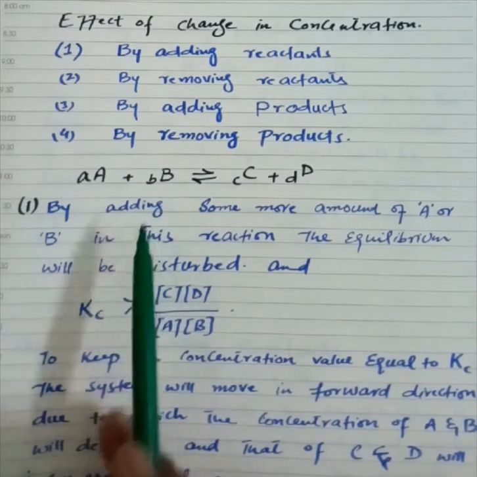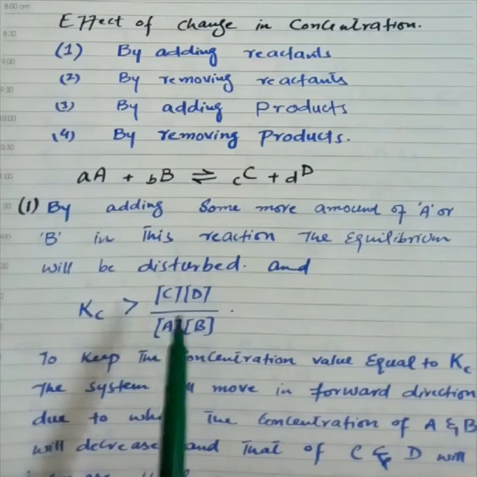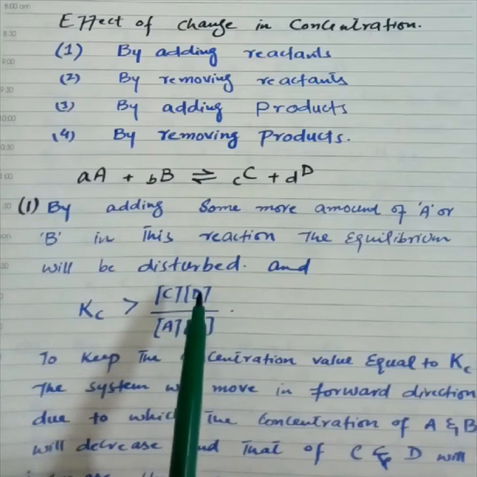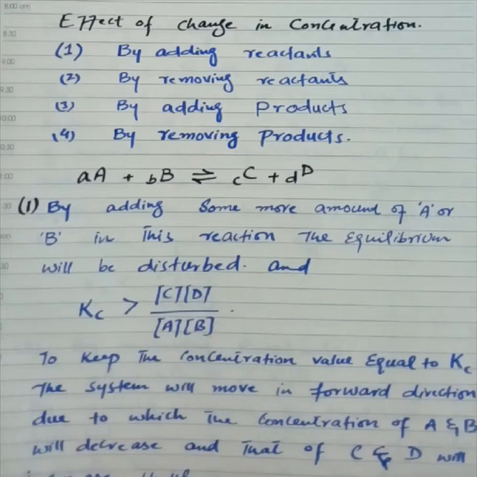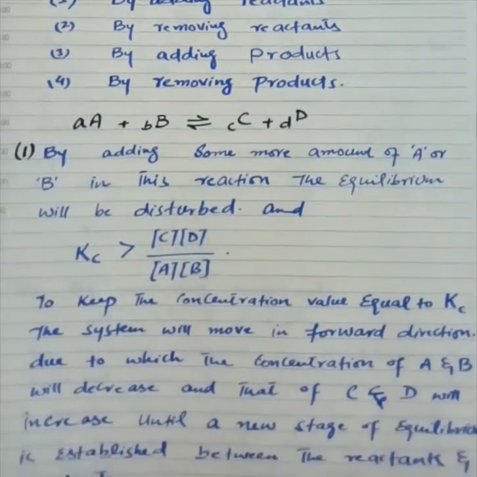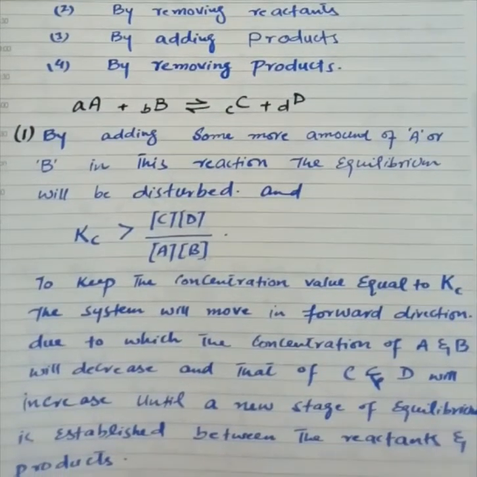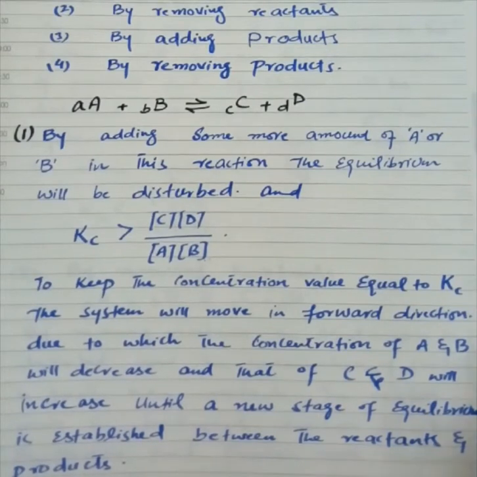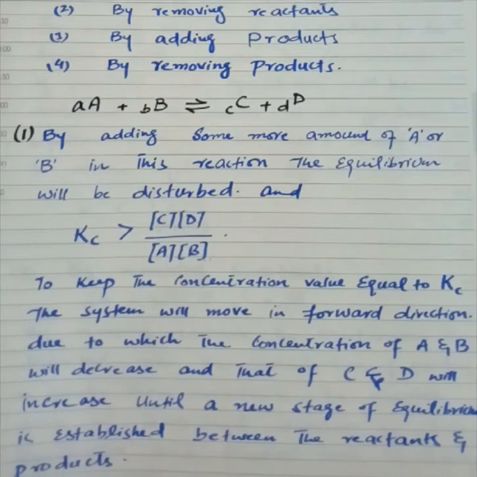So in this condition, Kc is now greater than the molar concentration of products divided by the molar concentration of the reactants. It means that the system has not yet reached the equilibrium state. You are increasing the concentration, so the system will move in the forward direction to decrease the concentration of A and B, and again it will achieve the equilibrium state.